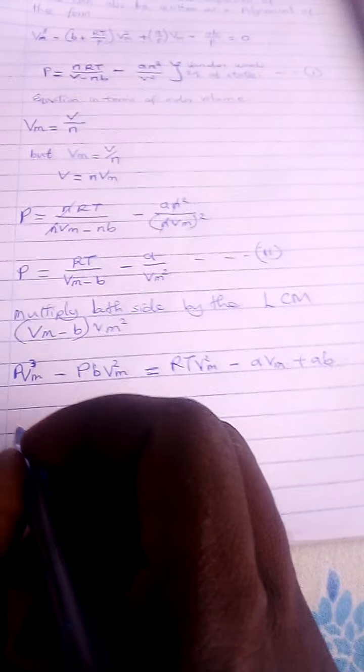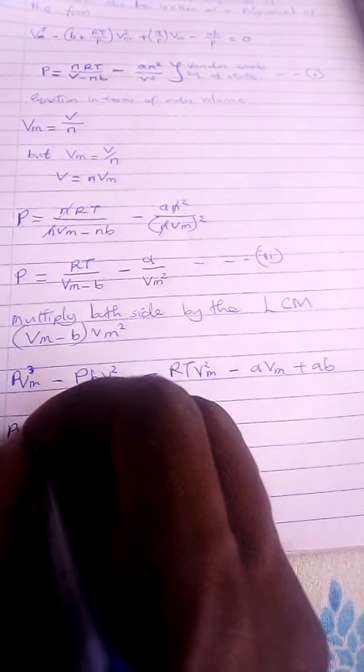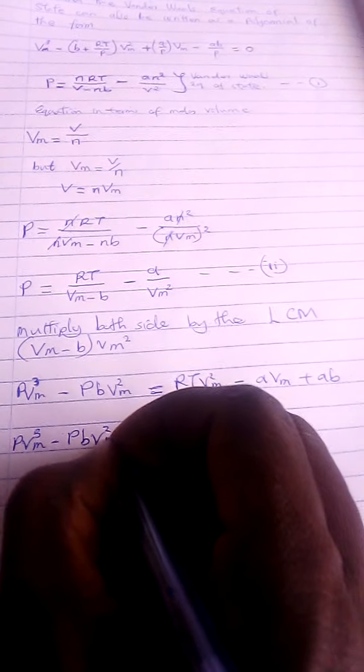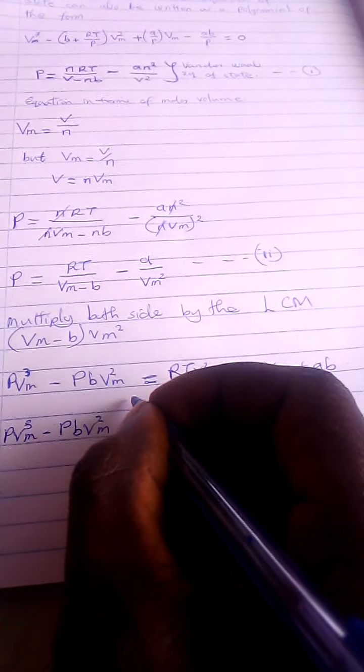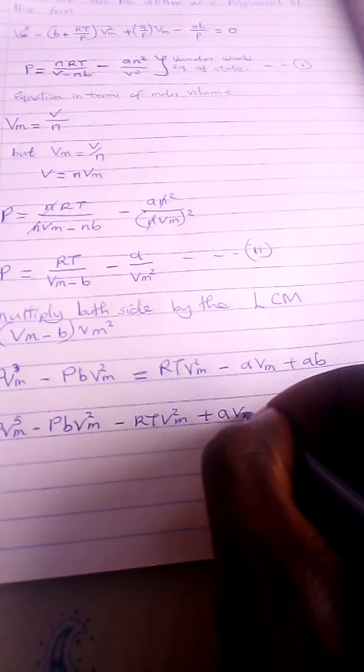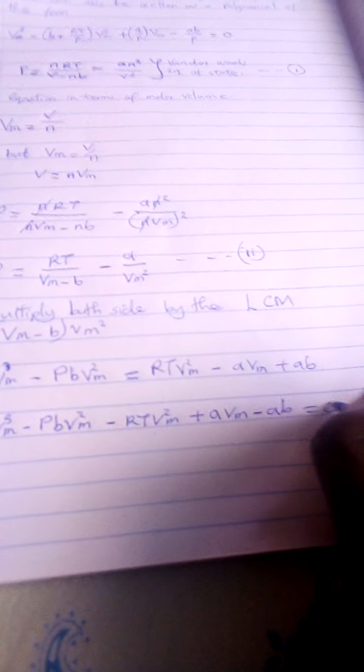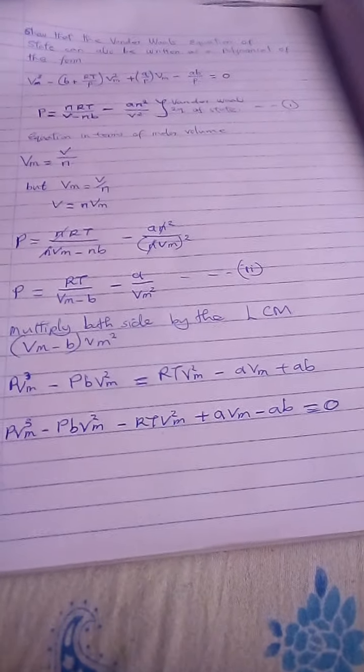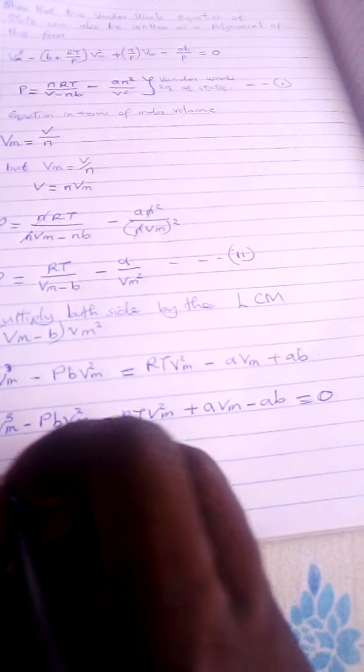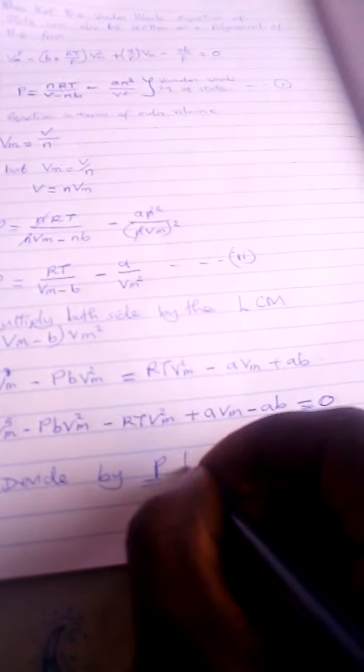Now P Vm cubed minus P b Vm squared, minus RT Vm squared moving to this side, plus a Vm minus ab, will give us 0. Then the next thing, we divide both sides by P, and we are going to get this kind of equation.